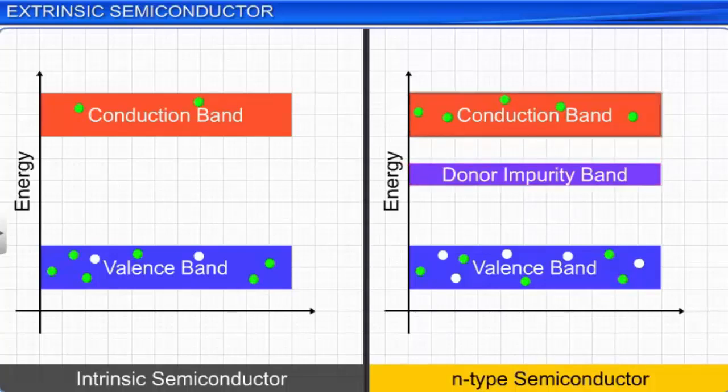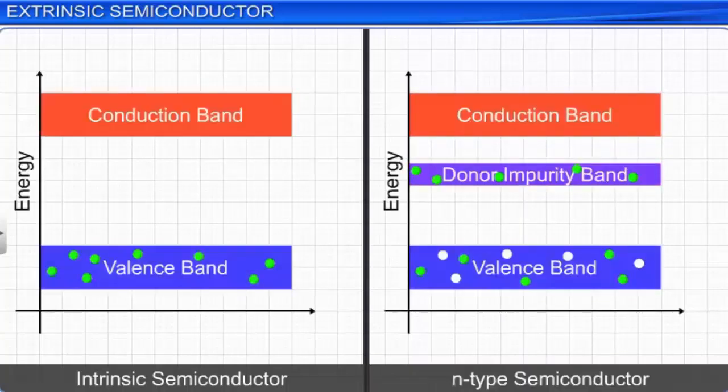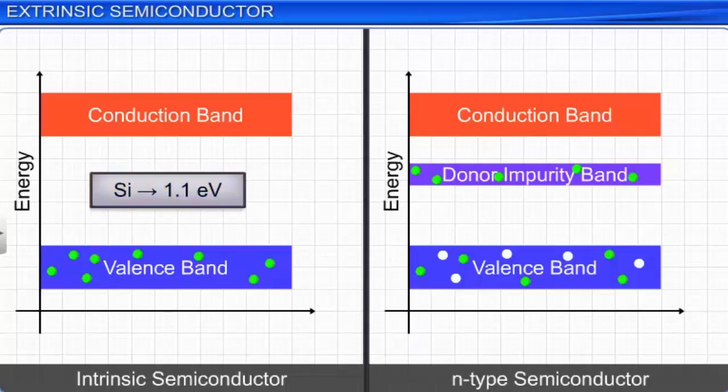For example, the energy required for an electron to jump from the valence band to the conduction band in an intrinsic silicon semiconductor is about 1.1 electron volt. If it is doped with a pentavalent impurity to a suitable level and converted to an N-type semiconductor, the energy required for an electron to jump from the valence band to the conduction band reduces to approximately 0.05 electron volt.